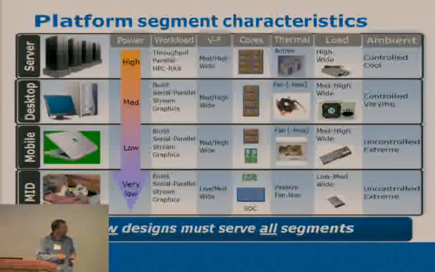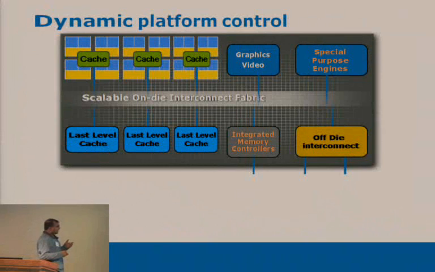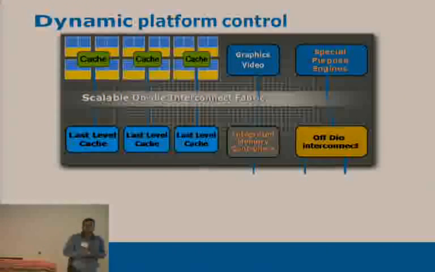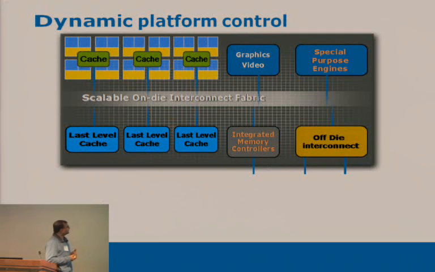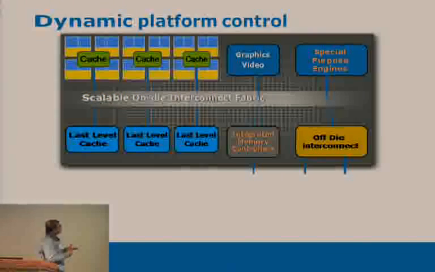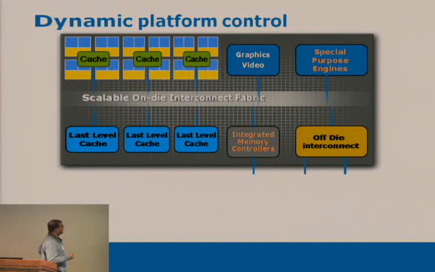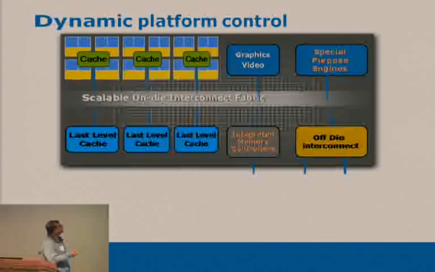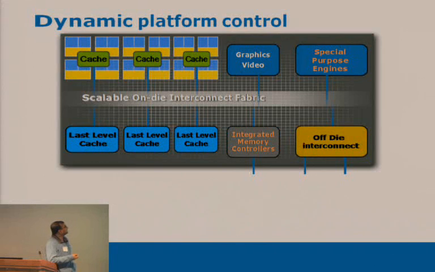So given that background, I'll talk about some of the future platform characteristics that we'll see more and more in our Intel platforms. The first is that we'll have a lot more dynamic platform power control. If you look at our future single chip or multi-chip package designs, you have a variety of components in there, not just a single microprocessor. You have the cores, you have the cache, different cache levels in the hierarchy. You have an on-die interconnect fabric, where different things plug in, which is scalable. You have some accelerators like graphics and video, and special purpose engines like for encryption. You have memory controllers integrated on the same die, and off-die interconnect support.